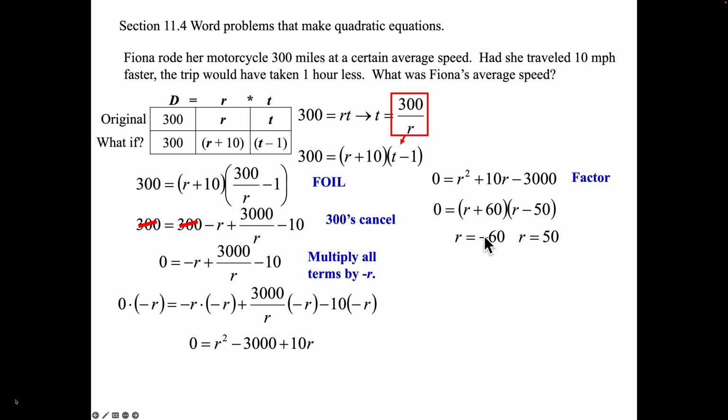R equals negative 60, and wait a minute. Can't have a negative, right? So we'll have to throw that one out. R is equal to 50 in my original problem. So Fiona went 50 miles per hour.